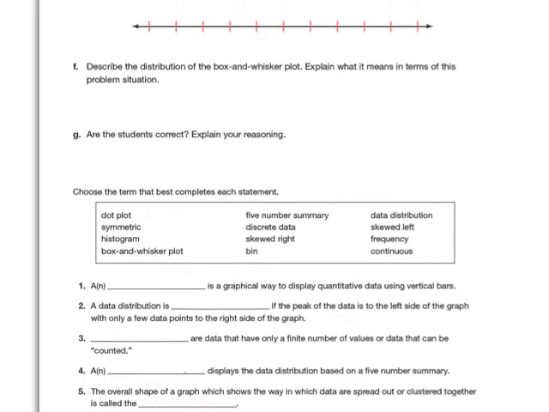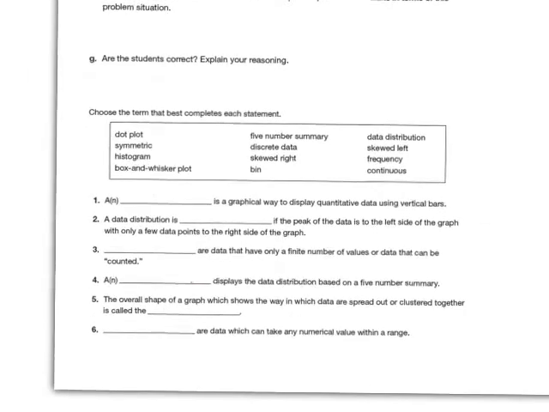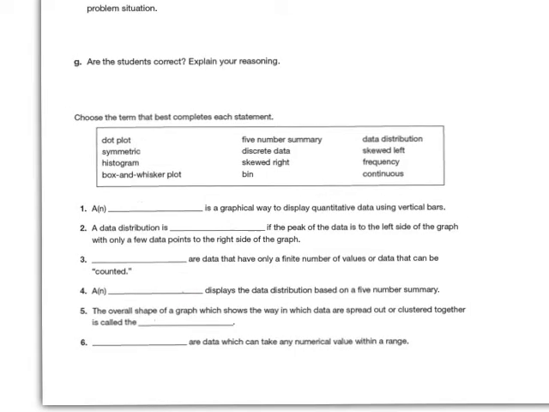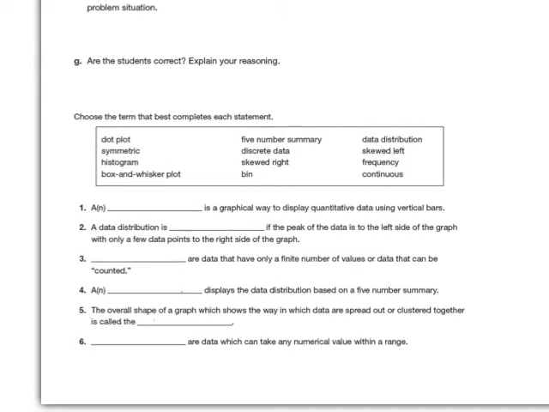Okay. And we have some vocabulary words over here. For tomorrow's quiz, you're going to have a 5-number summary, discrete data, skewed to the right, bin.